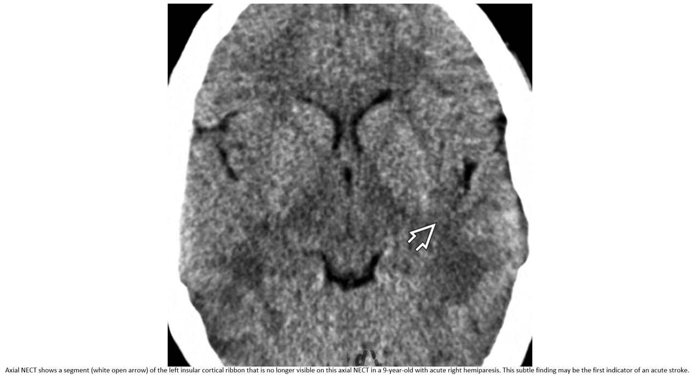This is non-contrast CT, showing loss of the left insular cortical ribbon that is no longer visible on this axial non-contrast CT in a 9-year-old with acute right hemiparesis. The subtle finding may be the first indicator of an acute stroke.